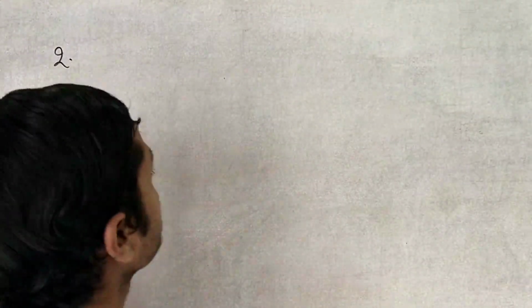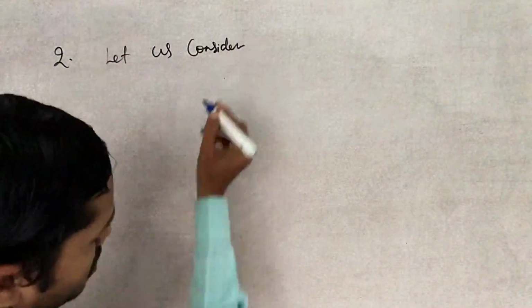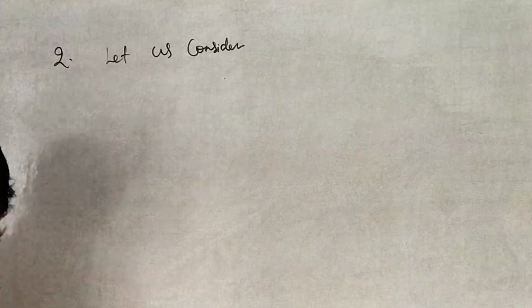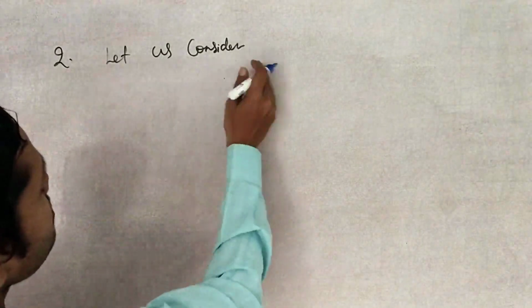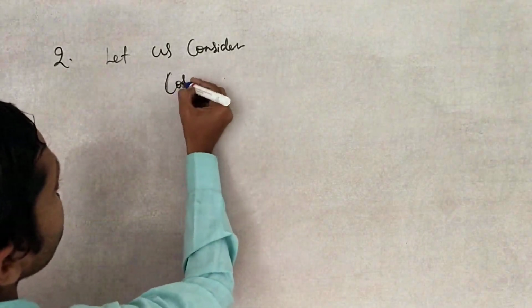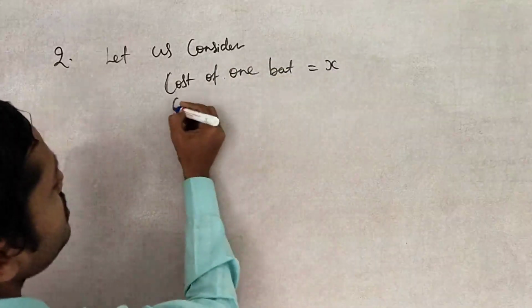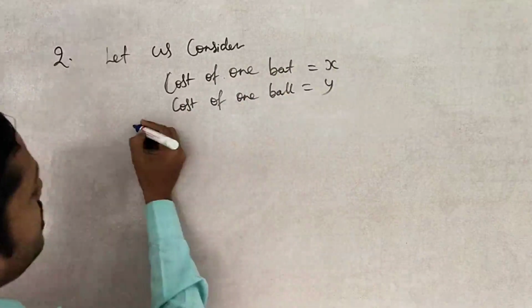Now students, we are going to solve question second and question third. Clear? In these questions, I will only give you hints. Clear? You will have to do them again. Let us consider what the question is saying. The question is saying that the coach of a cricket team buys 3 bats and 6 balls for rupees 3,900. So just think, let us consider the cost of 1 bat is equal to x. The cost of 1 ball is equal to y according to the question.